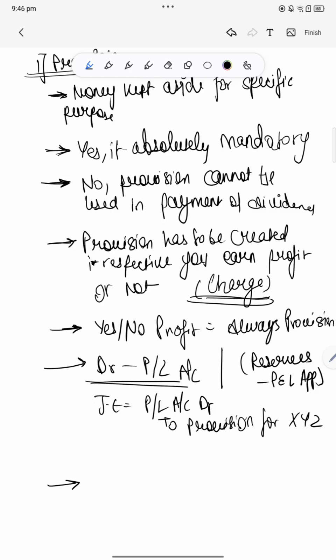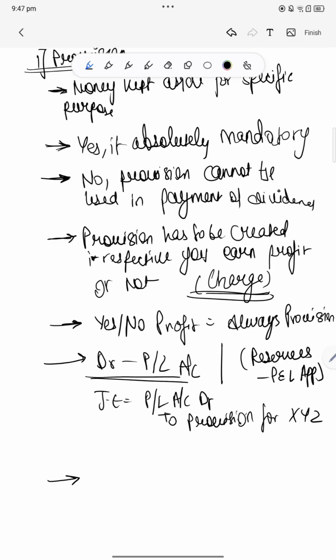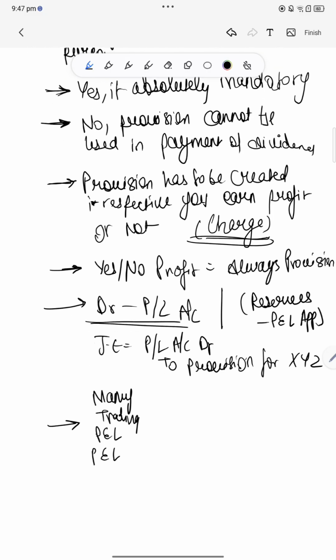I told you in my previous video that first the manufacturing account is created, then the trading account is created, then the P&L account is created, then the P&L appropriation account is created, and then the balance sheet is created. This is how the flow of our final accounts goes, if you all remember.